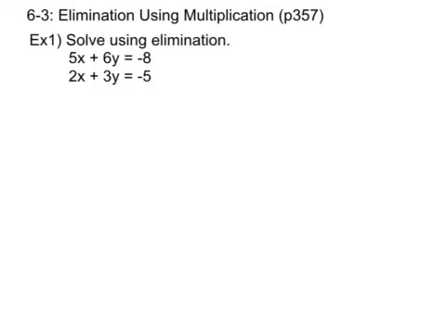So here's our problem. I want to solve this using elimination. I've got 5x plus 6y equals negative 8 and 2x plus 3y equals negative 5. Now here's my problem. If I simply add or subtract these, I'm not going to be getting rid of one of the variables because I got 2x's here and 5x's here. I can't subtract it. I can't add it. I've got 6y's here and 3y's here. Once again, if I add or subtract, it's not going to eliminate one of the variables.